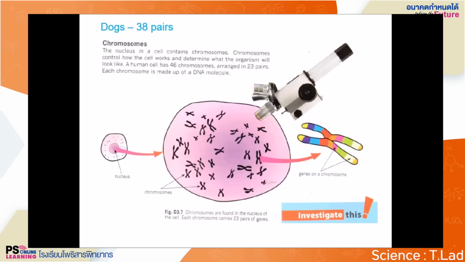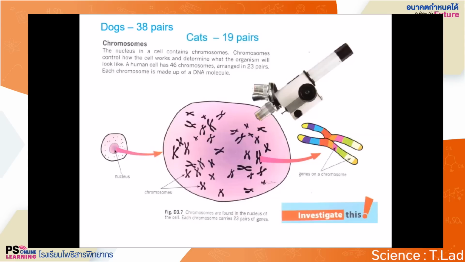Different organisms have different numbers of chromosomes. For example, dogs. Dogs have 38 pairs of chromosomes in their nucleus. Meaning there are 76 chromosomes in the nucleus of the dog. While the sperm and the egg of the dog contain only half of it, which is 38, but not paired.